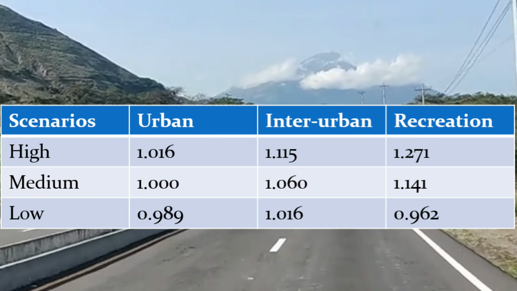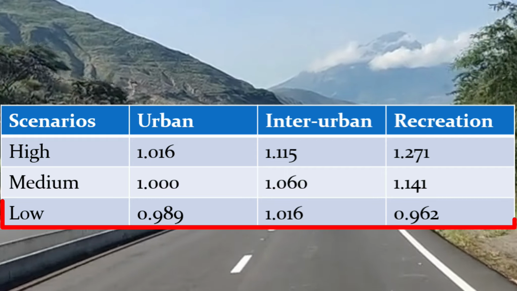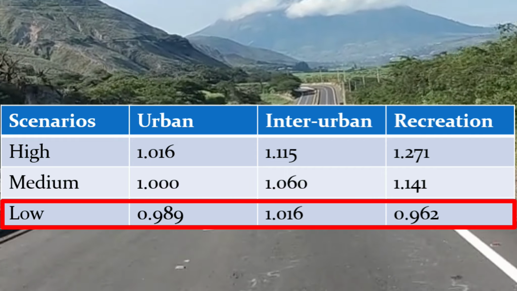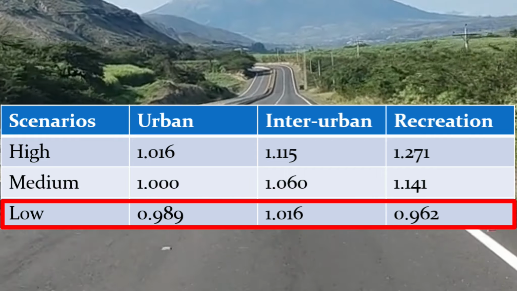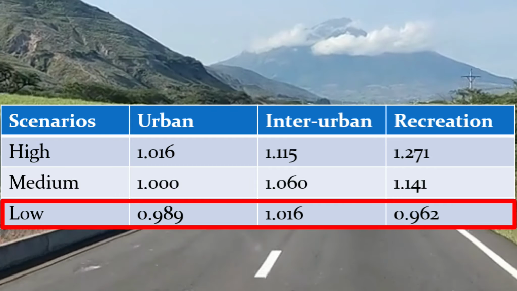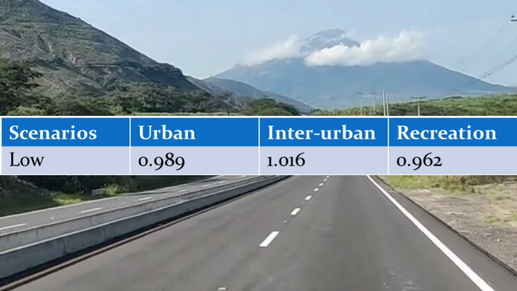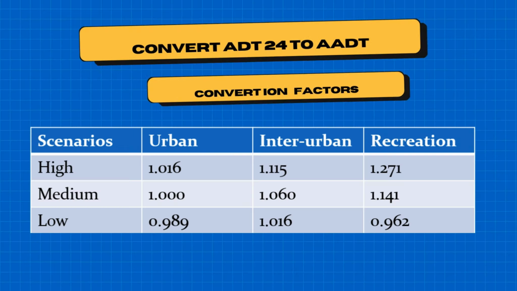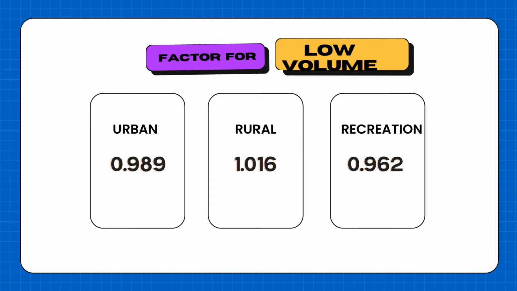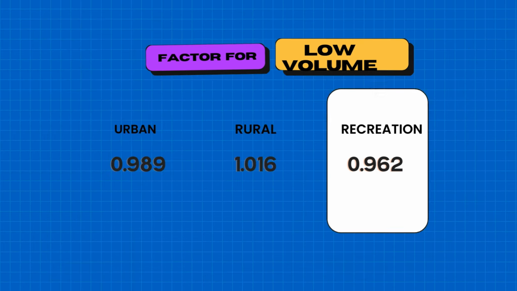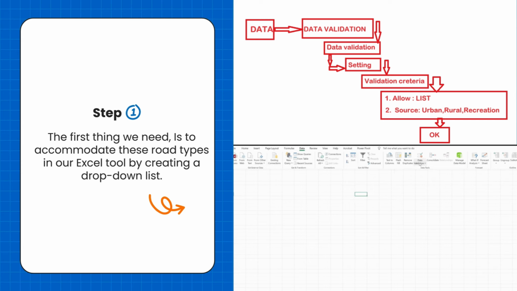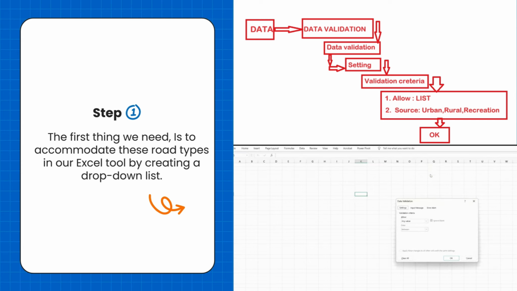Typically, roads which fall into low concentration are called low volume roads. Therefore, let's take an example of a low volume road that falls into all 3 categories, namely urban, rural, and recreation. For this reason, here you will see the factor for each one. Thus, we need to automate these 3 conversion factors in an Excel tool by implementing data validation. First step. The first thing we need is to accommodate these road types in our Excel tool by creating a drop-down list. Here, you can practice before you start the real practical work on the Excel tool.